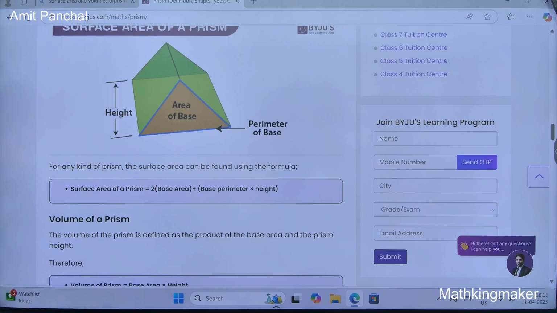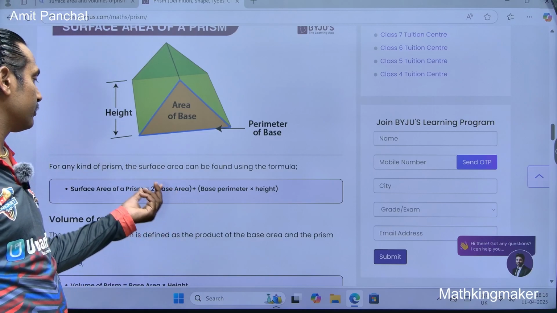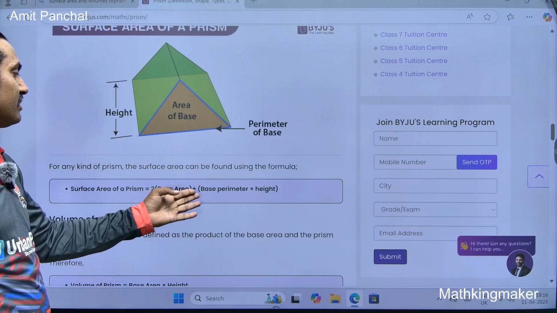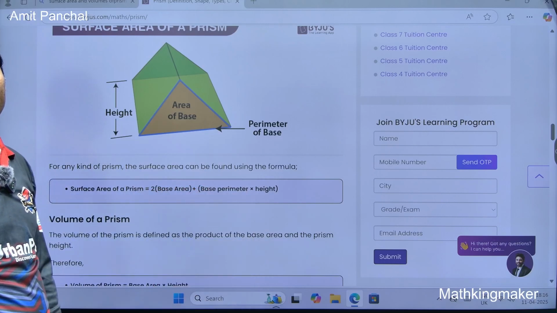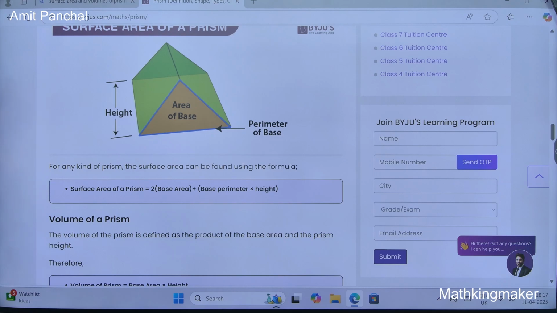So should you just find the area and multiply it by 2? Yeah, you just find the base area, multiply it by 2, plus base perimeter into height. So what is base perimeter?